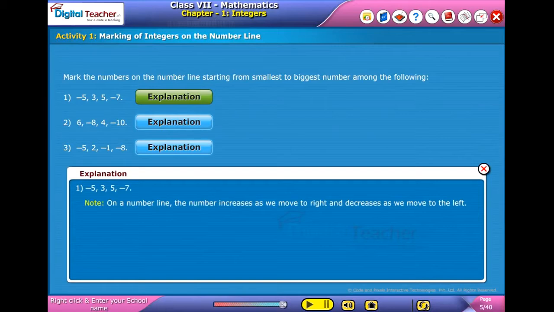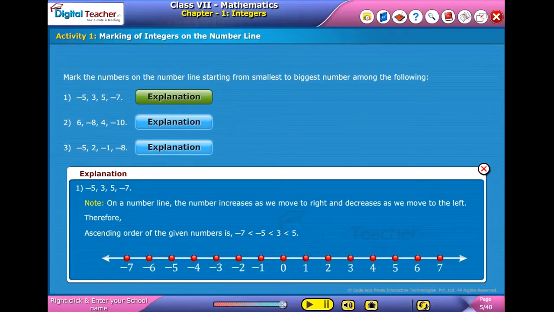Note: on a number line, the number increases as we move to right and decreases as we move to the left. Therefore, ascending order of the given numbers is -7 less than -5 less than 3 less than 5. For the given numbers, the ascending order representation is -7, -5, 3 and 5.